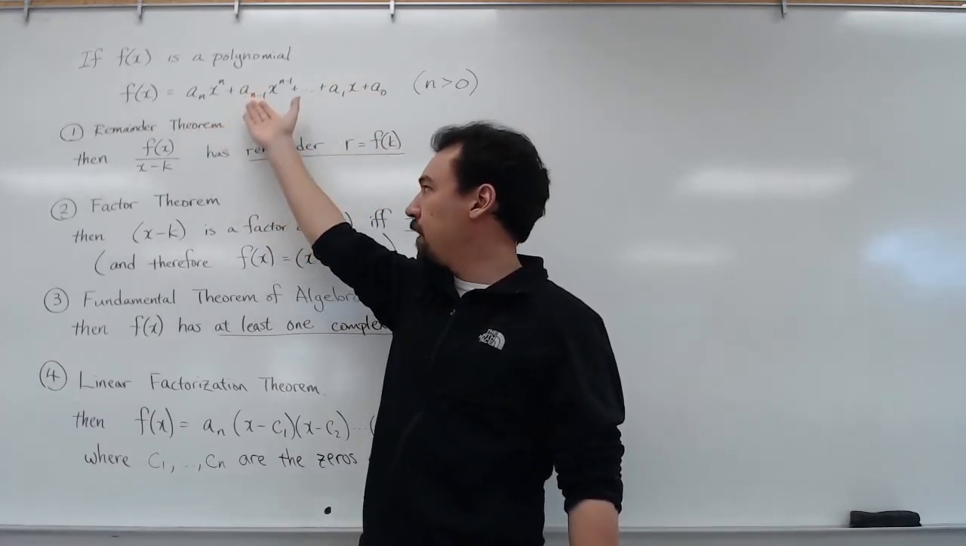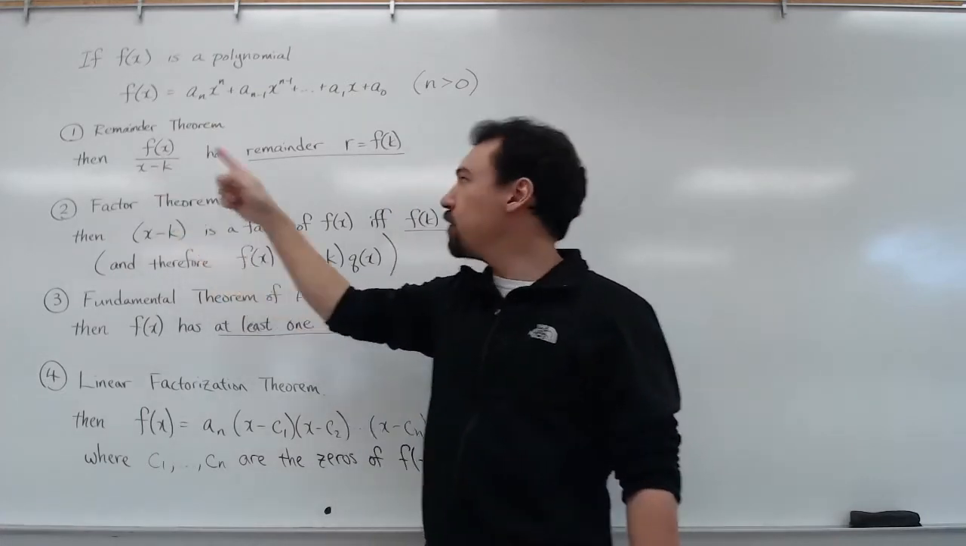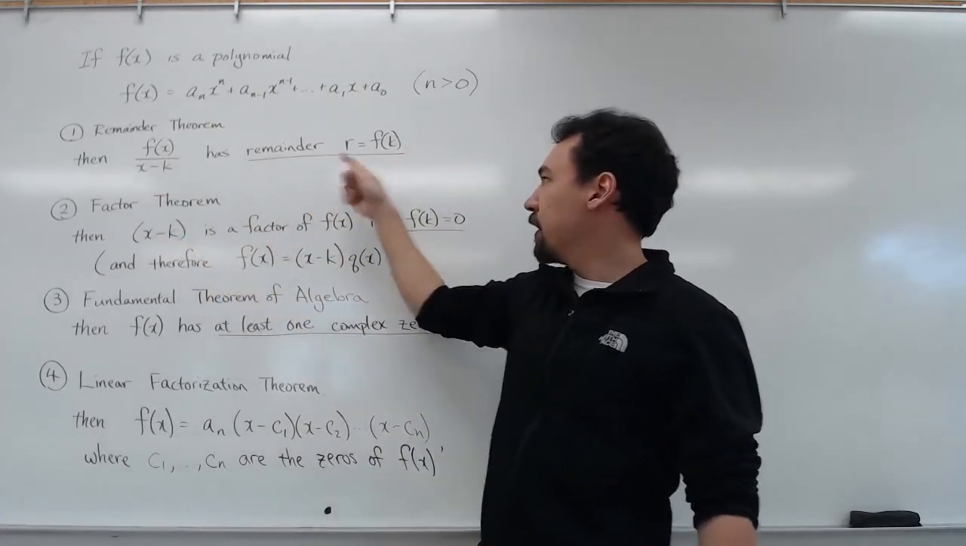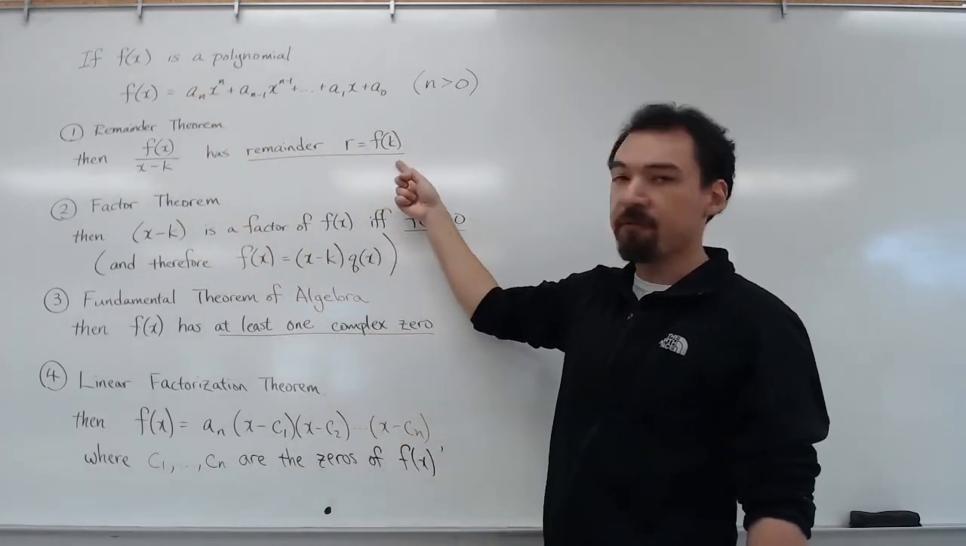That says if you take a polynomial and divide by something of the structure x minus a number, then you get a remainder that coincides with plugging that number k back into f of x, right? So you say r equals f of k.